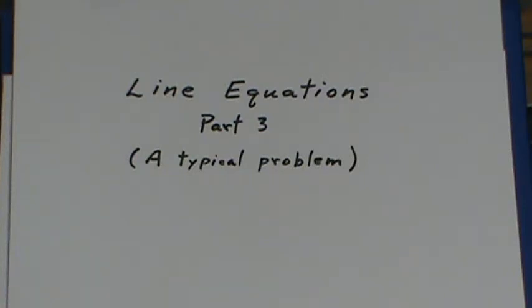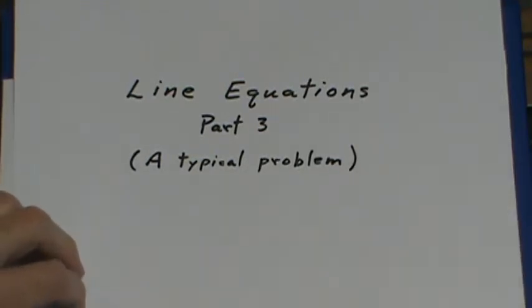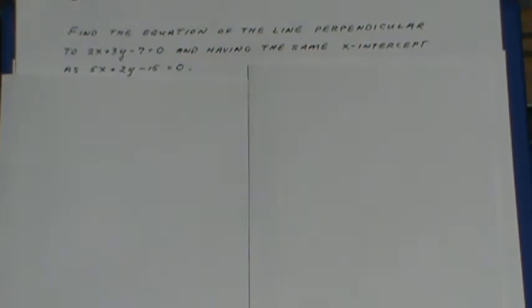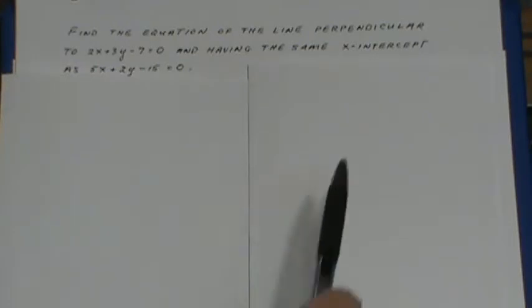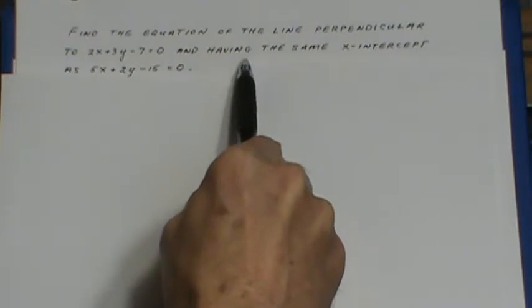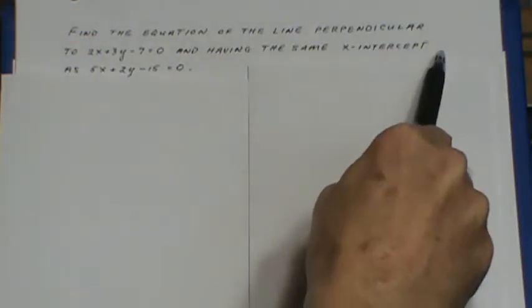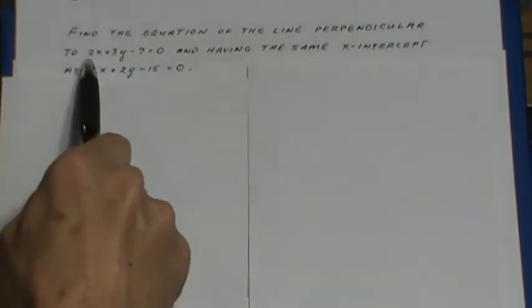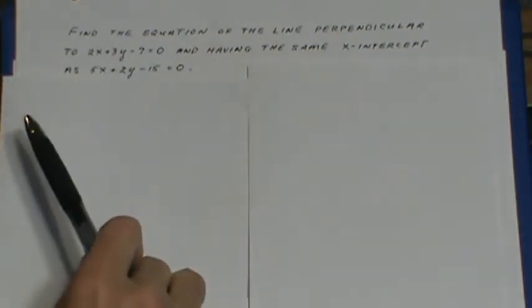This is the third video in a series on developing line equations, and in this one I'd like to look at a typical problem of setting up a line equation. This one concerns finding the equation of a line perpendicular to a particular line and having the same x-intercept as another line. Now the first thing we have to do is figure out the slope of this first line.